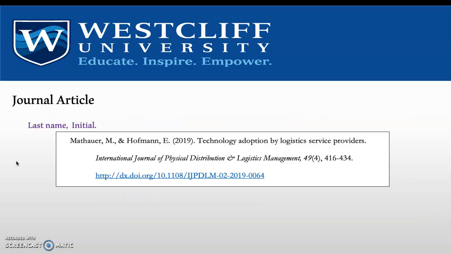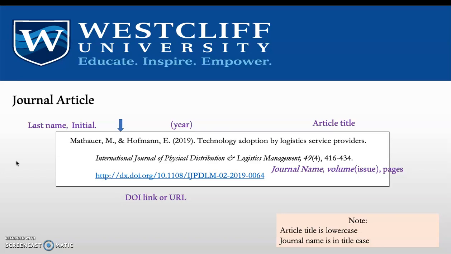With journal articles, the author's information is the same. However, if you have more than one author, you're using an ampersand, and it'll come before the last author in that list, no matter how many you have. Year is in parentheses, article title is not italicized, but it does follow lowercase. Journal name is italicized, volume number is italicized, the issue number comes in parentheses, followed by the page numbers. The DOI will follow that. So again, the article title is in lowercase, the journal name title case.